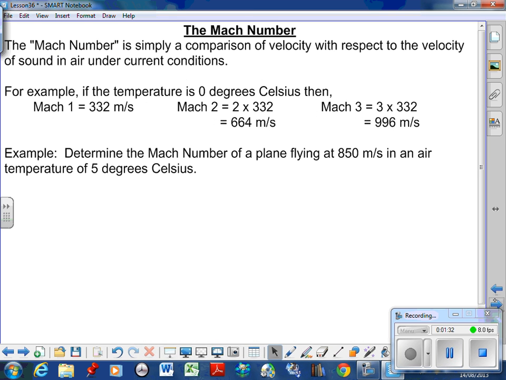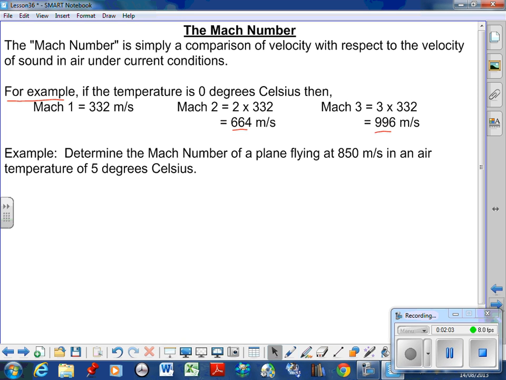The last thing I want to talk about then is the Mach number. So the Mach number is just a ratio; it's a comparison. So we're just going to compare how fast something is moving to the speed of sound at 0 degrees Celsius. So for example, at 0 degrees Celsius, Mach 1 would be 332 meters per second. Mach 2 would be 2 times the speed of sound, so 2 times 332 is 664. Mach 3 is 996, 3 times that.